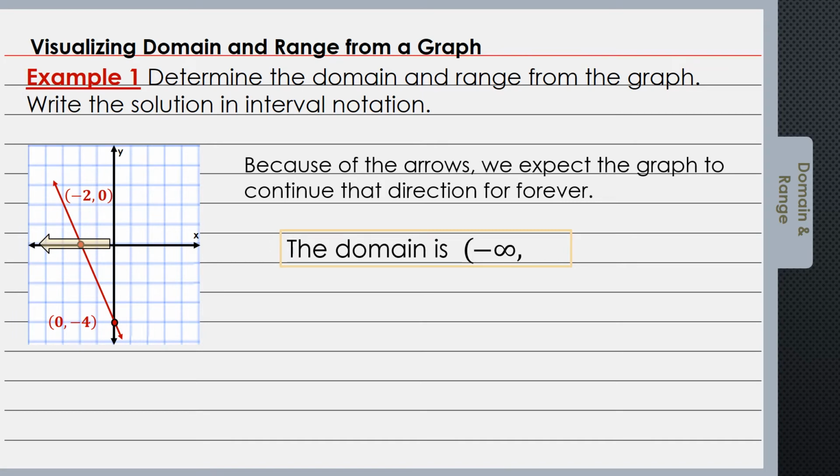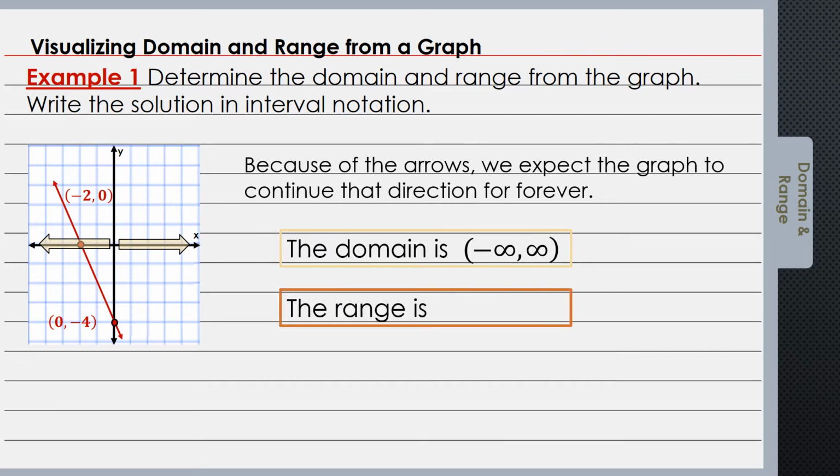Now as we travel to the right along the graph, along the x-axis, what do you notice along the right side of the red line? Well, at the end you see another arrow, which means it continues forever, which would be a positive infinity, for which we must use a parenthesis.